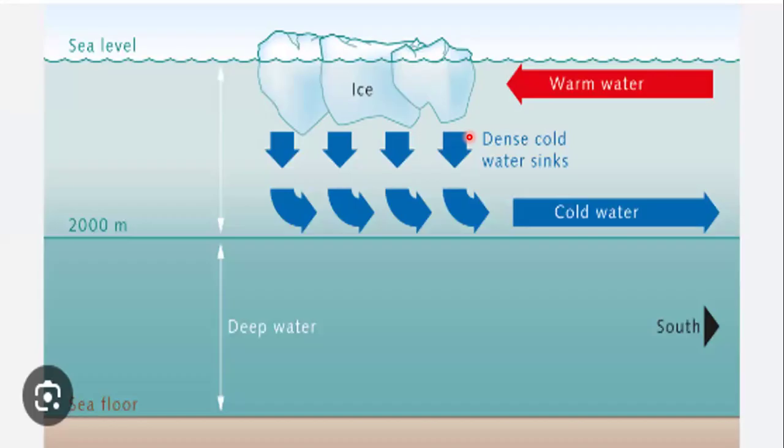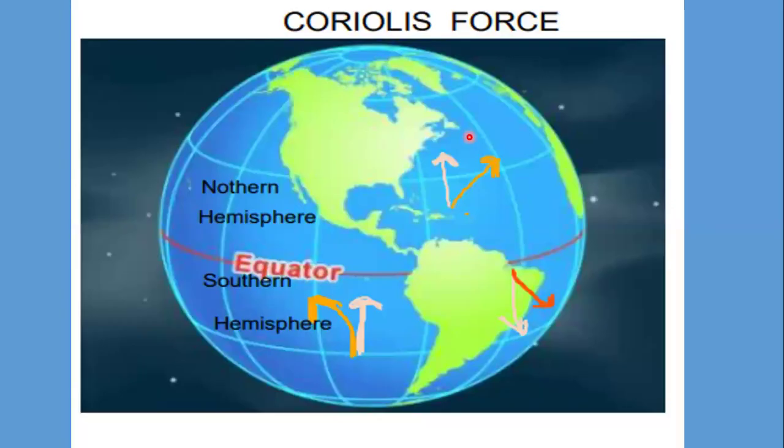Now, an important factor is the rotation of the Earth. We know Earth's rotation causes the Coriolis effect. And due to the Coriolis effect, the ocean currents to the north of the equator deflect towards their right, and the ocean currents to the south of the equator deflect towards their left.